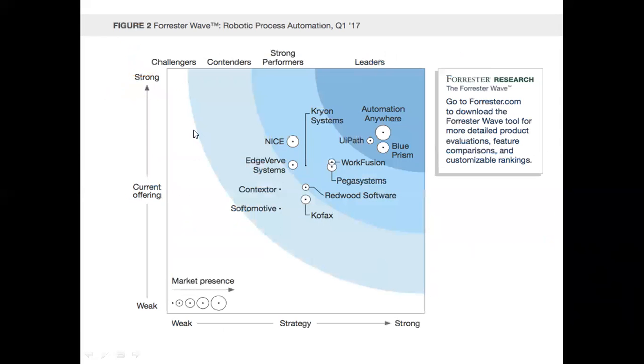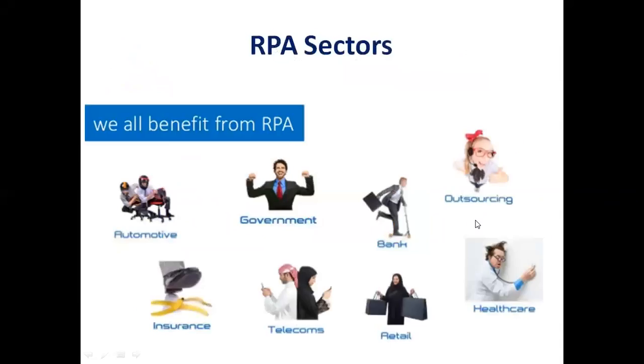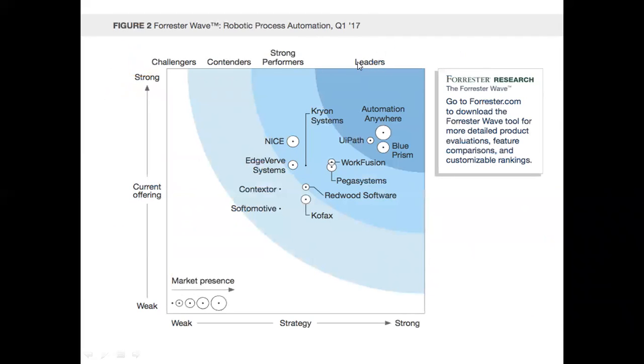Now, if we look at here, the Forrester survey, conducted in the first quarter of 2017, tells who the leaders in the RPA market are. Automation Anywhere in the first place, that's the biggest market. And Blue Prism, followed by UiPath. These are the three, and we have some more like WorkFusion, Pega Systems, NICE, Edgeverve Systems, and Redwood Software, but those are not up to the level. These three are very good.